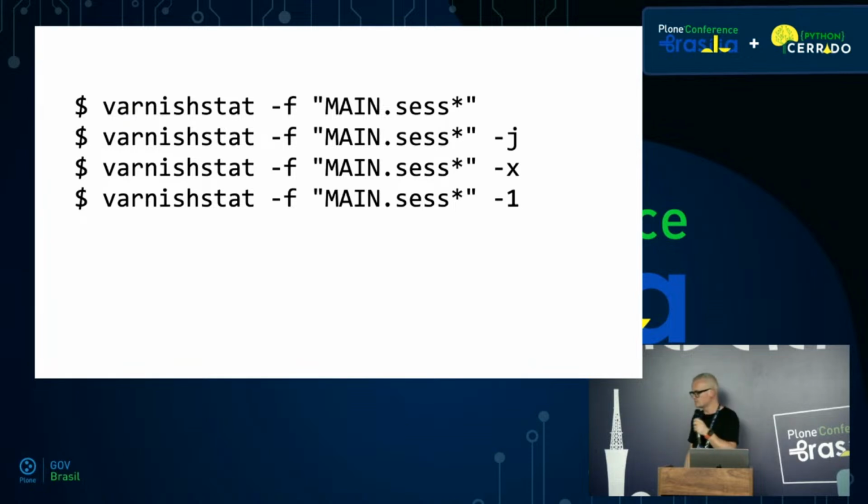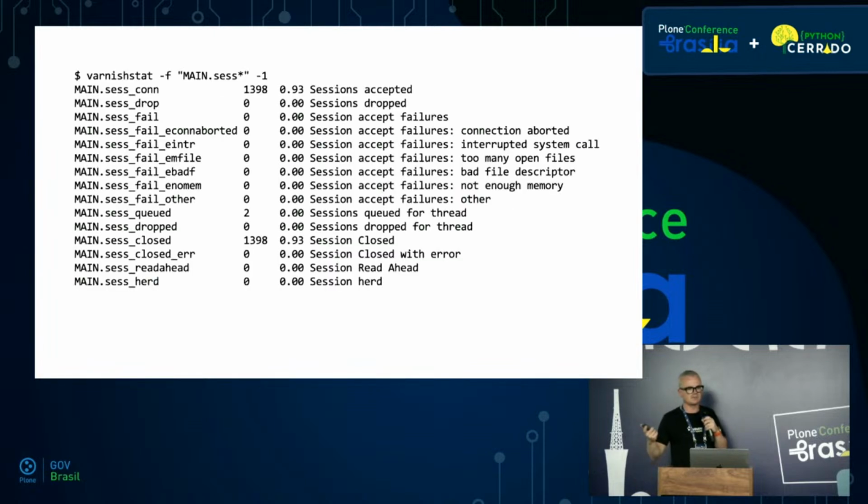You can also list them if you have a script or a system interpreting it: -j to see them in JSON or XML, or just as with -1, you dump them once and it doesn't update. So here's an example of that. varnishstat -f main.ses* -1, and it just dumps everything.